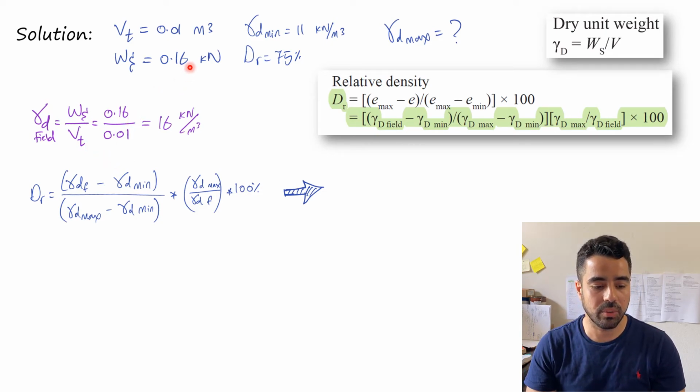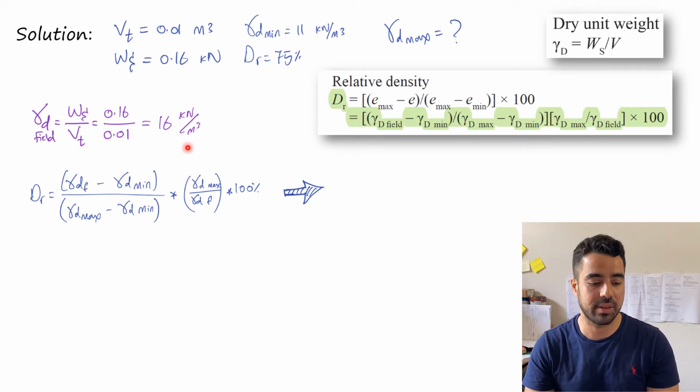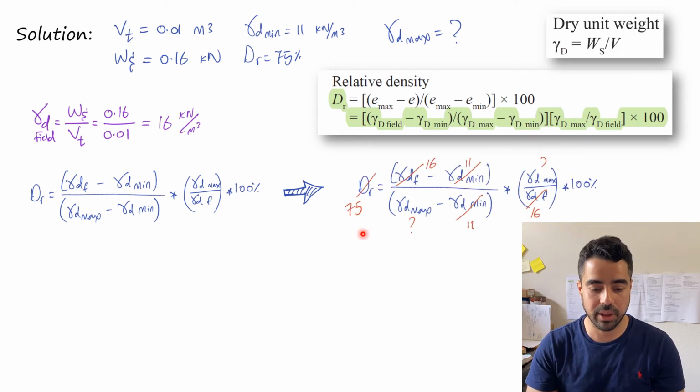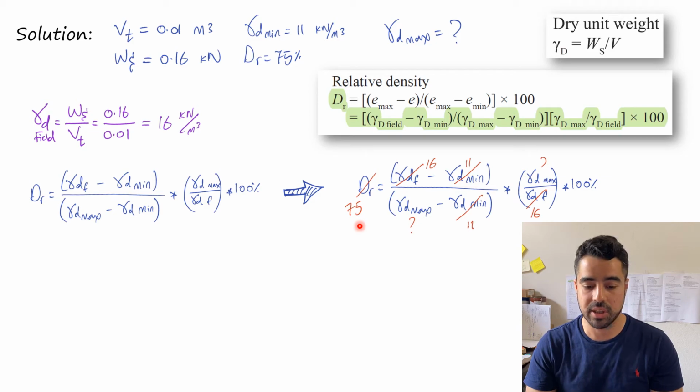So weight of solids 0.16 kilonewton, total volume 0.01. That's going to give us basically 16. Now we just plug in the number 75. We keep the 100, so you can use 75 as a percent.